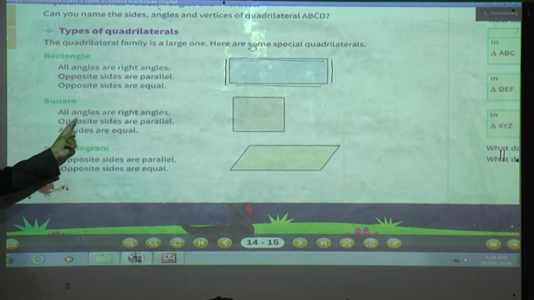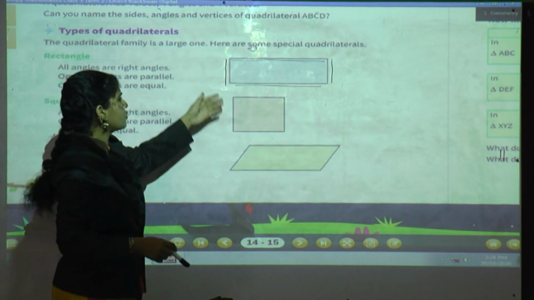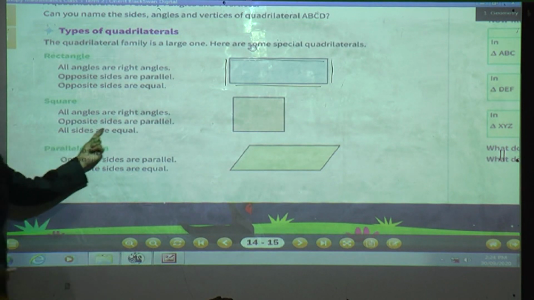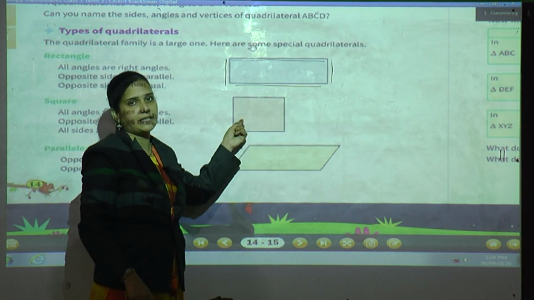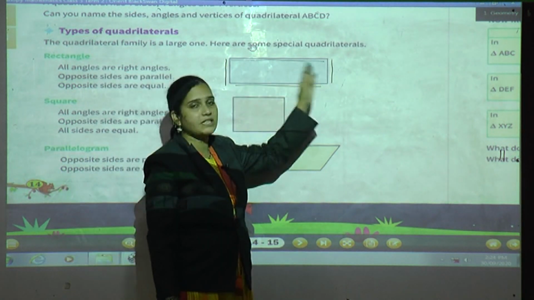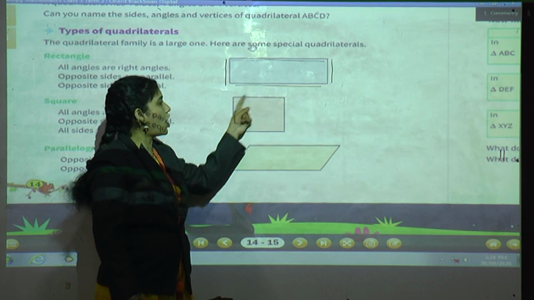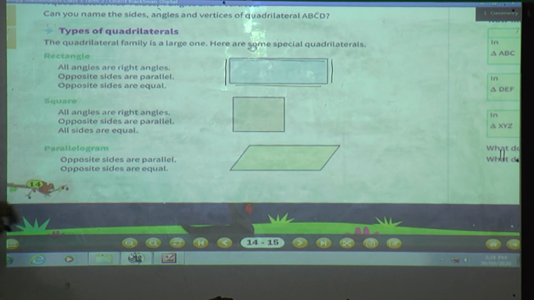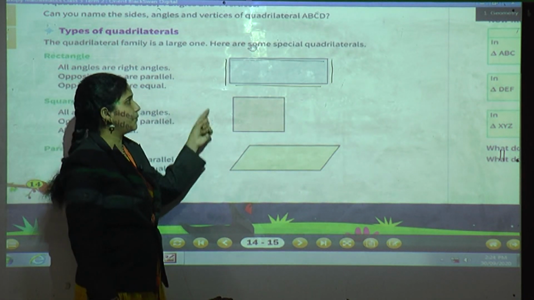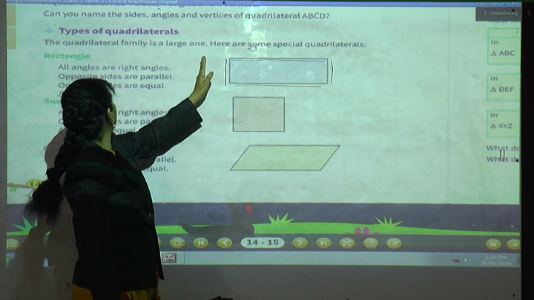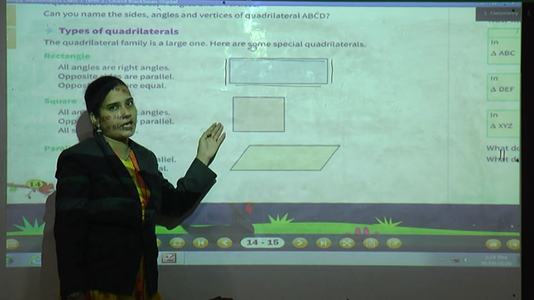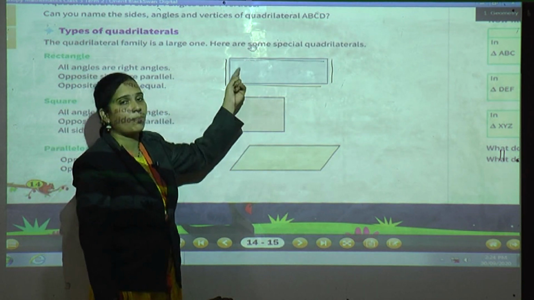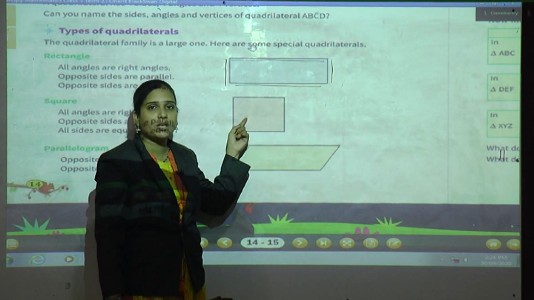Opposite sides are parallel, in rectangle also and in square also. But all sides are equal here. In rectangle only opposite sides are equal, but in square all sides are equal in length. So this is the difference between rectangle and square. In both, all angles are right angles, but in rectangle opposite sides are equal, while in square all sides are equal.